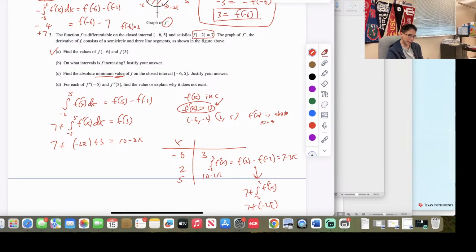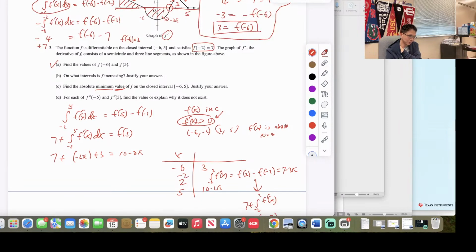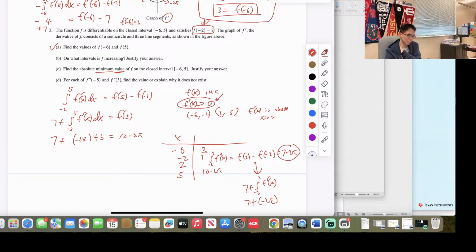So which one is the minimum value? 7 minus 2 pi is roughly 7 minus 6. That's 1. That's below 3. 10 minus 2 pi is 10 minus 6, which is 4. Right? Now, if you want to work out what happened at -2, f of -2 is 7 because this already told you. So the minimum value is going to be this one. Would you say? No? Yeah, why do you shake your head?